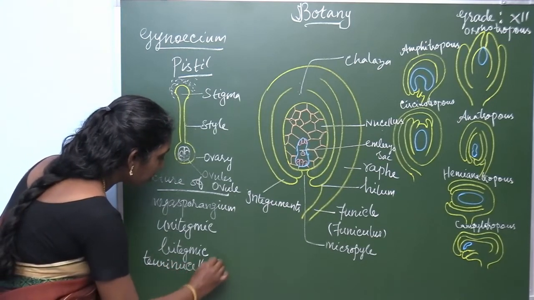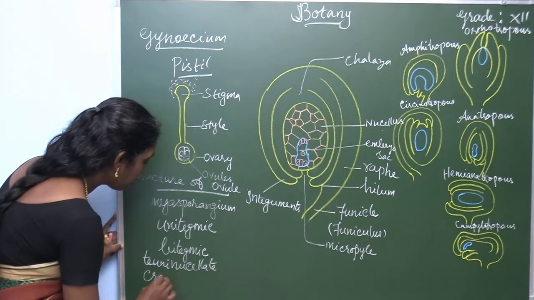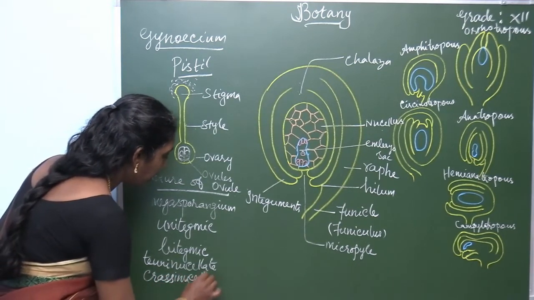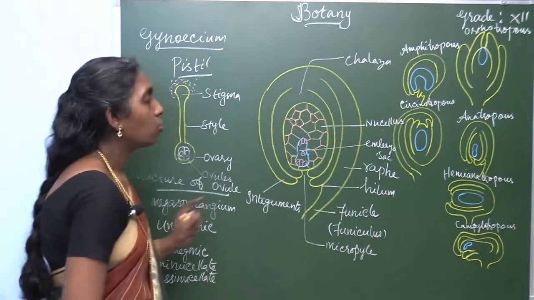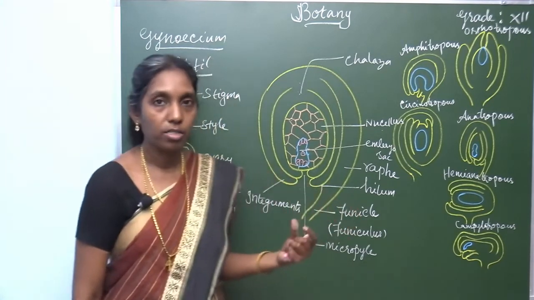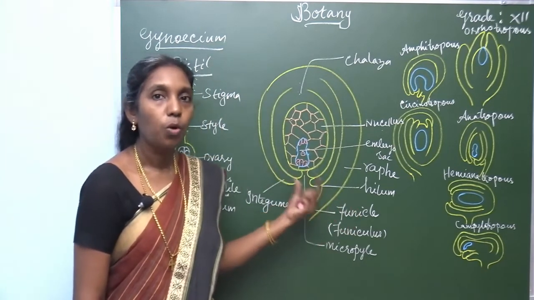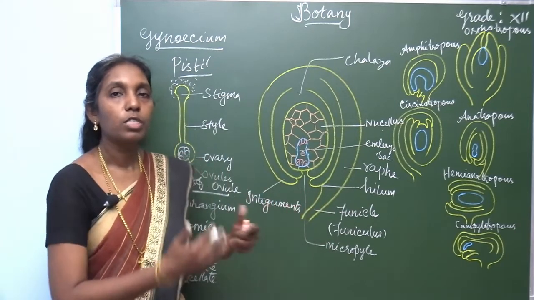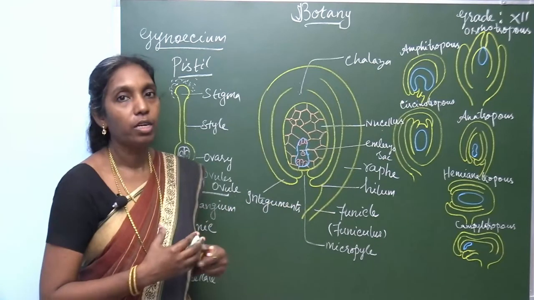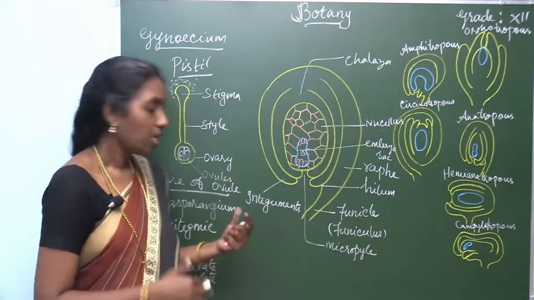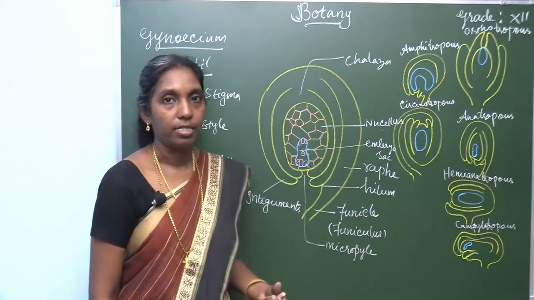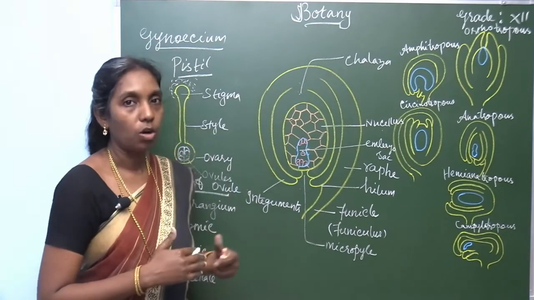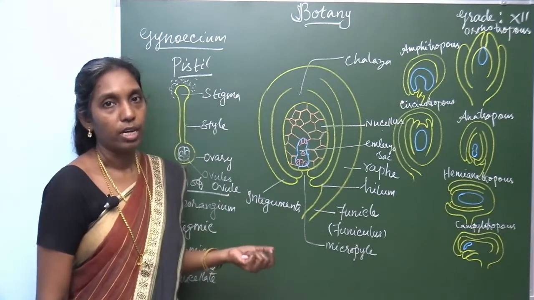Teninucellate and crassinucellate. There are two types of ovule based on the sporogenous tissue. The sporogenous tissue which is present in the hypodermal region is called teninucellate. When it is present in a subhypodermal region, it is called crassinucellate.